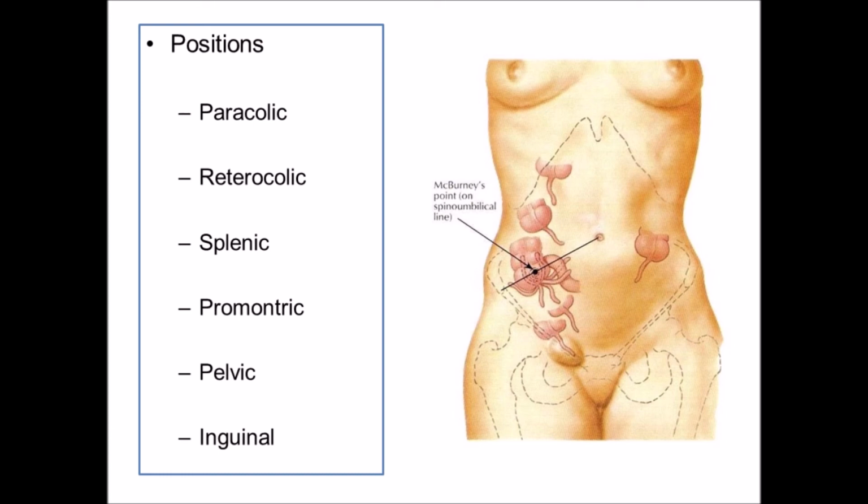Promontoric type or 3 o'clock position is very rare and the tip of appendix is directed towards the sacral promontory. Pelvic type or 4 o'clock position is the second commonest type, and the tip passes downwards and medially crosses the pelvic brim. The mid-inguinal type or 6 o'clock position, the tip of appendix is directed vertically downwards towards the inguinal canal.